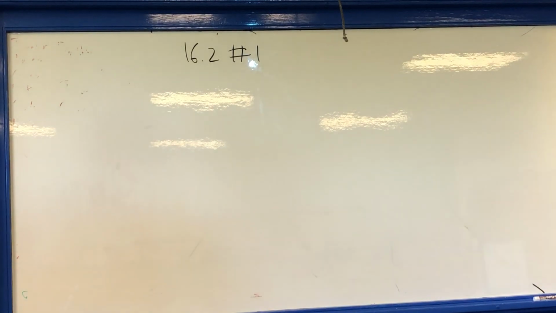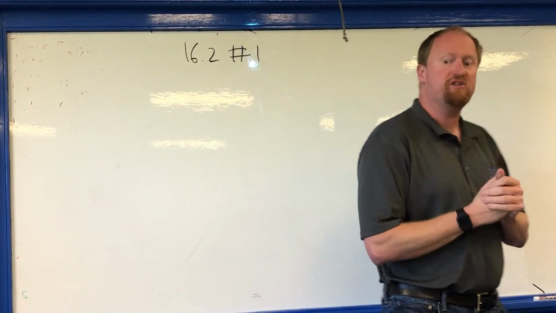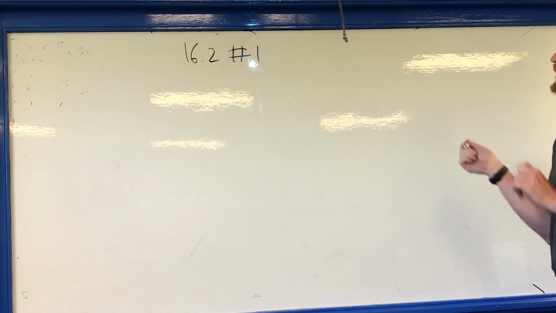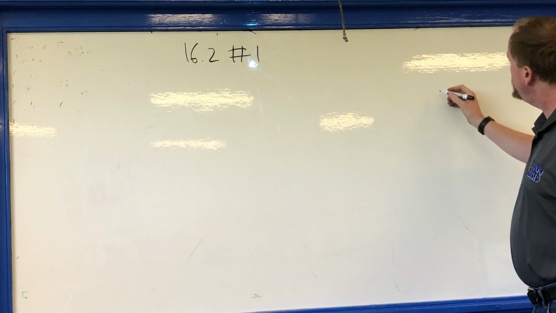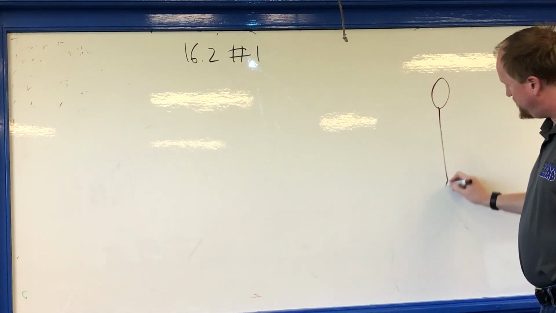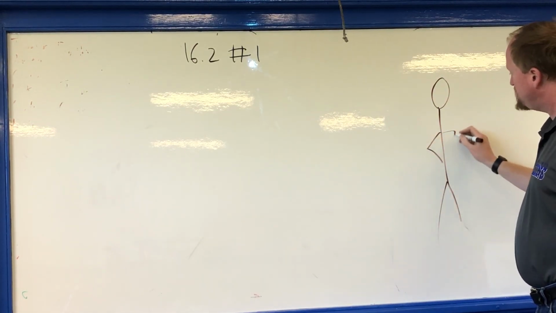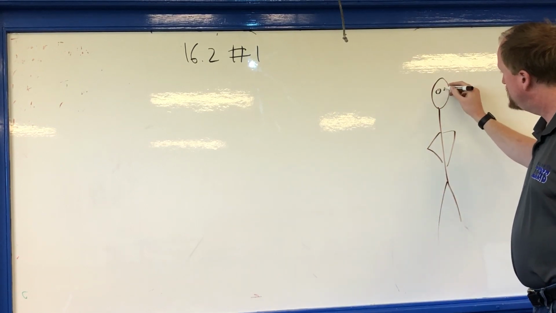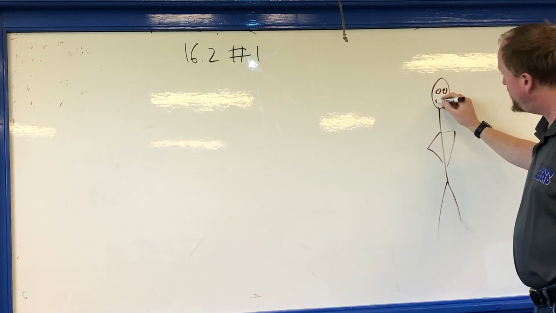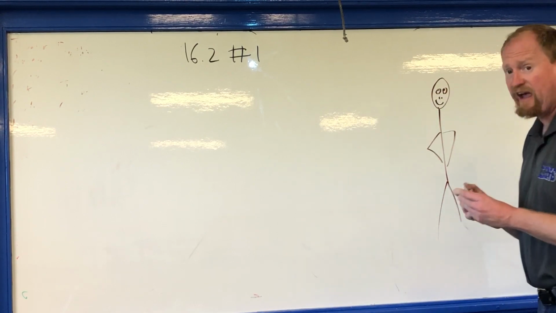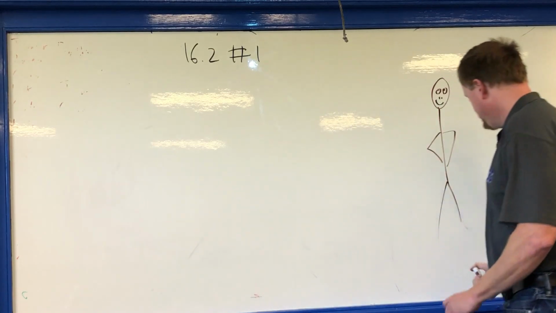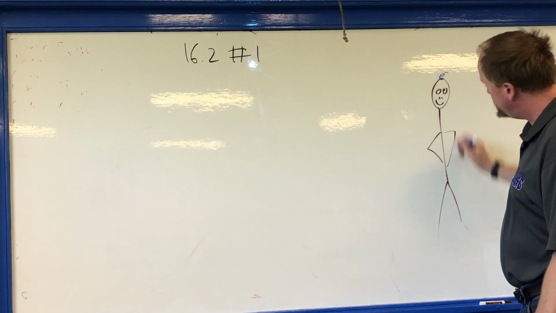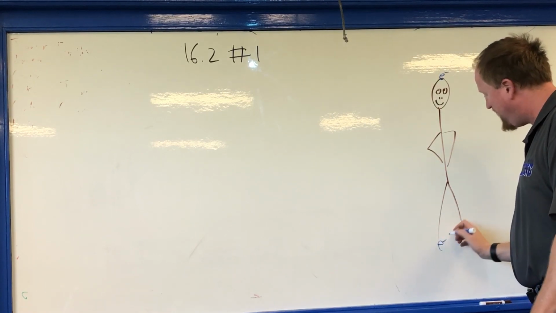So this is 16.2 number 1. Now, how does 16.2 number 1 work? So, you are standing, imagine you're there, hands in your pockets, and on the top of your head, you have an electron which has a charge, and on the bottom of your feet you have an electron.